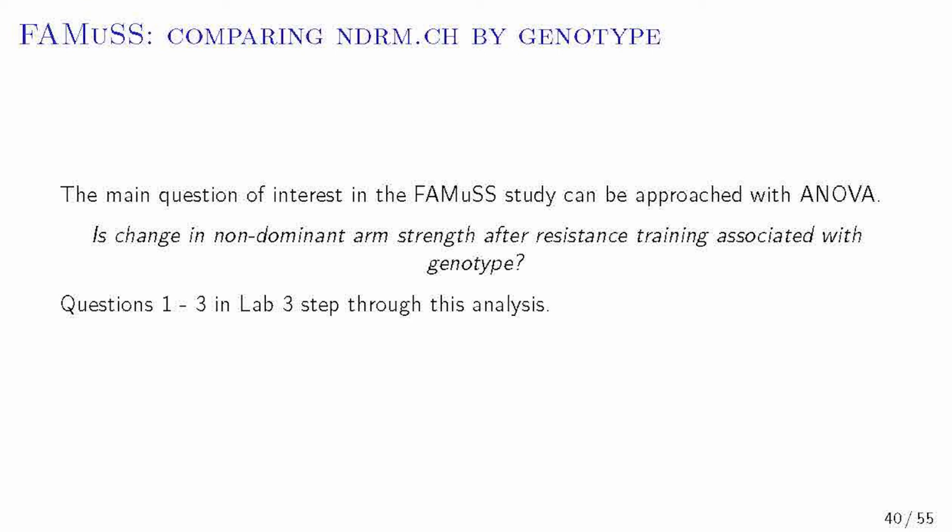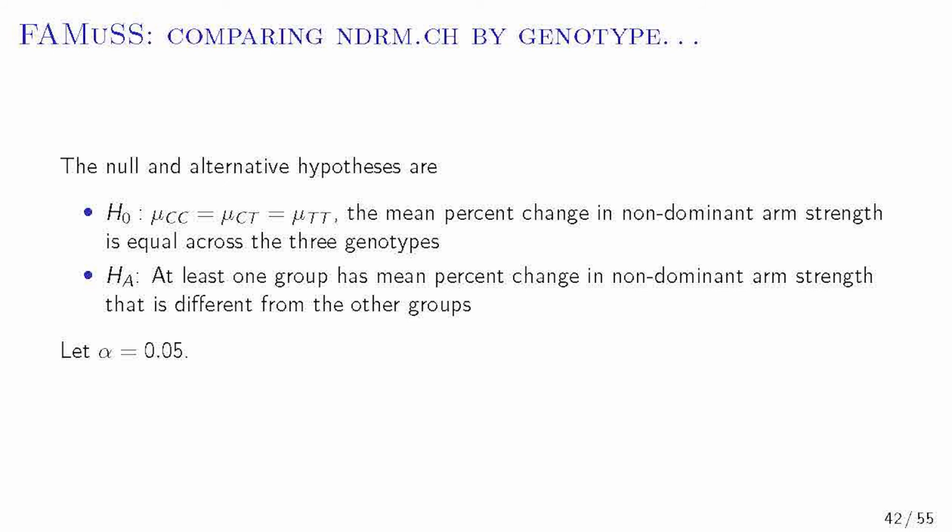Back to this study on non-dominant arm strength and the impact of resistance training. What about a genotype? Let's look through this. Visually, this is going to be hard to tell. The null is that the three means, that is the mean percent change in non-dominant arm strength, are equal across the three genotypes. The alternative hypothesis is that at least one of the groups has a mean percent change in non-dominant arm strength that is different. Let's let our alpha be 0.05.